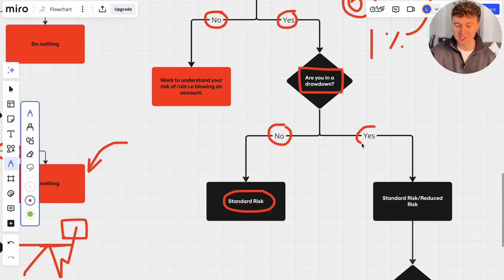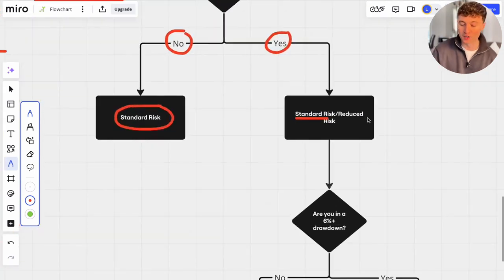If the answer is yes, then what I recommend doing is to continue to use standard risk. However, some people like to use reduced risk. And the reason why someone would use reduced risk is it basically gives you more bullets to actually get out of drawdown. Basically, it gives you more chances, i.e. more trades, and will prevent you from blowing your account faster. So implementing reduced risk when you are in drawdown may be beneficial for you.